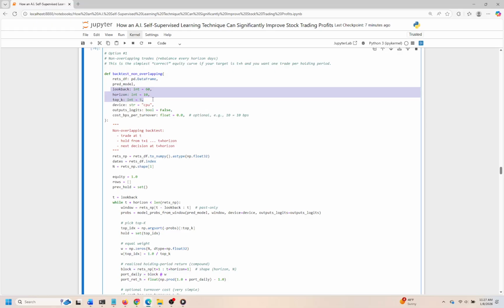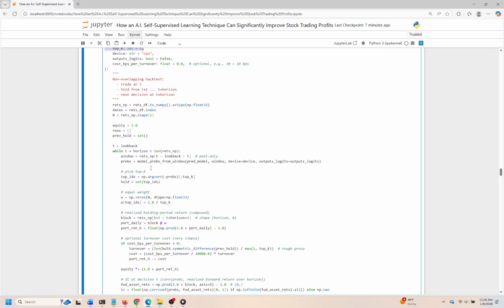The primary workflow involves iterating through time steps, where the model analyzes historical data within a specified look-back window to predict asset probabilities. These probabilities are used to identify the top assets that will be included in the portfolio for a given trading horizon. After selecting the top assets, the code calculates the weighted returns based on their equal allocation. It then computes the realized holding period return, which reflects the compounded gains over the horizon. If there's a trading cost per turnover, the code estimates it based on how many assets have changed as compared to the previous holding period. This adds a layer of realism that models trading expenses.